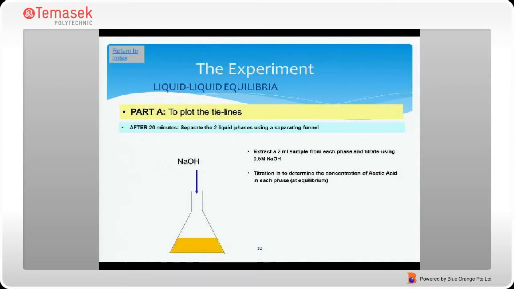Take a 2 ml sample from one phase and titrate using 0.5 M sodium hydroxide. Repeat the titration with a sample from the other liquid phase. The titration is done to determine the concentration of acetic acid in each phase. It is a neutralization reaction between sodium hydroxide and the acetic acid. This is done for the contents of all the 4 flasks.